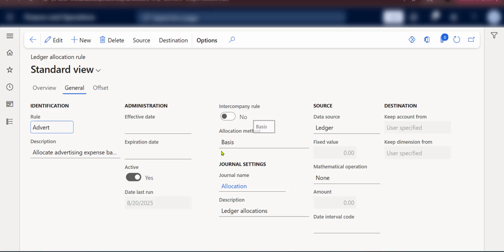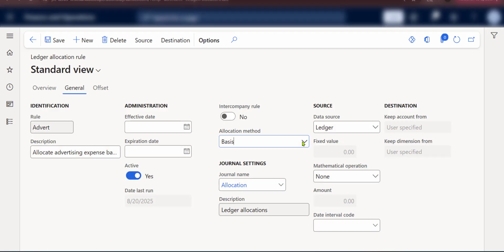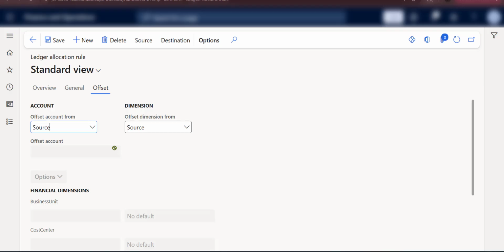And then the allocation method, you have to specify this is for basis. And if I open up the drop down, you can see we support fixed percentage, fixed weight, and equally. So for now, we just use basis. And of course, you need to define a journal name specific for allocation and define the source data. So typically that's just ledger, nothing specific. Moving on to the offset side, typically what I see is always with the source, and then you can define the source and destination from this top level.